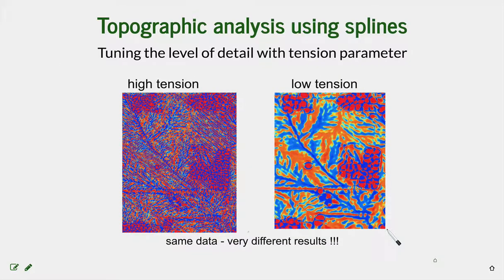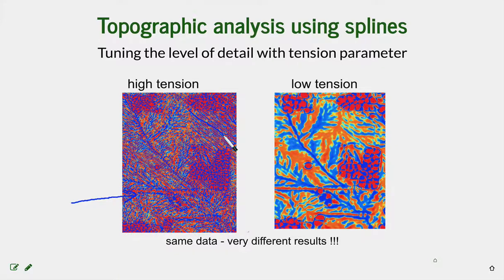Here is an example. You may know this image if you have taken MEA 582. Here we show that with splines, we can use different tension parameters to tune the level of detail in our digital elevation model and the derived parameters. With high tension for curvature, we will get this kind of pattern. You can see that in this pattern, it's very hard to distinguish where is the valley, where is the shoulder, where are different features of this topography.